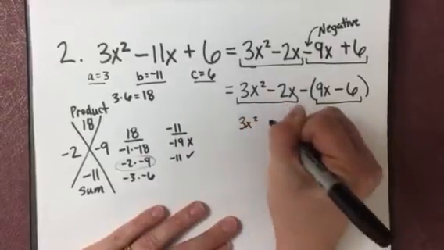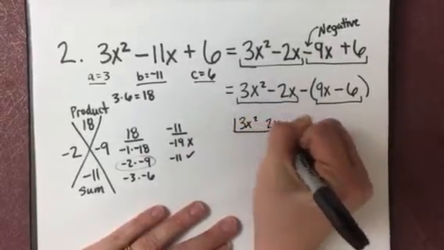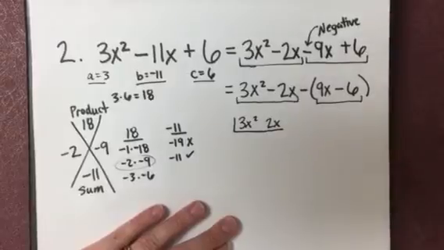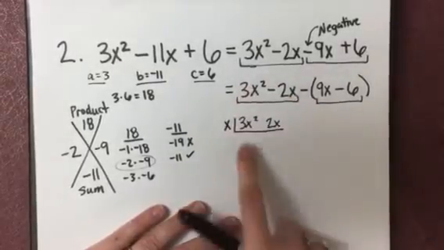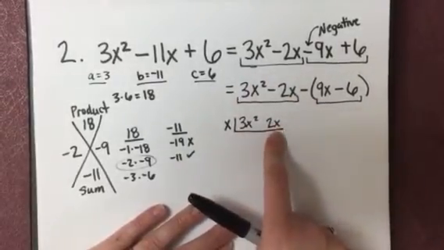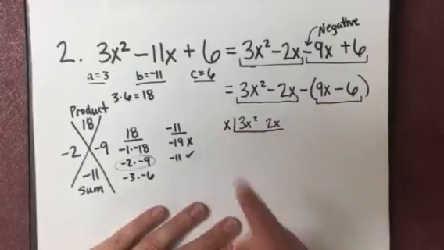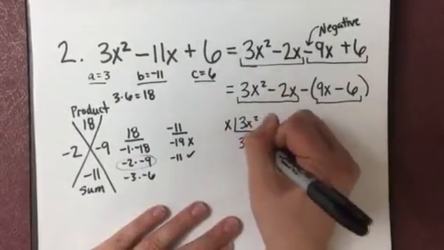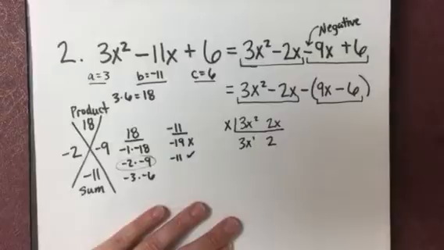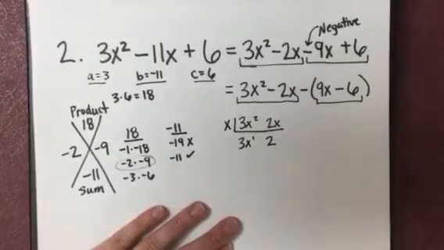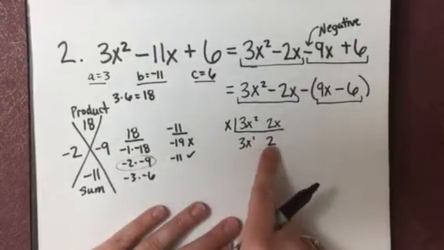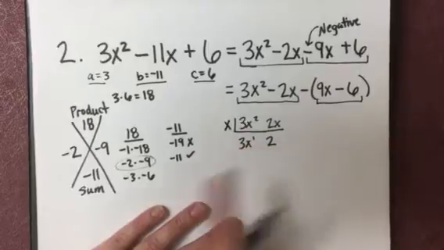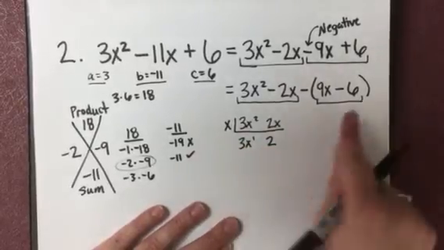A 3x squared and a 2x, look for a variable first. They have an x in common. Look at the smallest exponent that has an x of the first power, so that's what we can factor out. Now look at the number. A 3 and a 2 do not have any common factors, so we are done. Let's factor the second group.